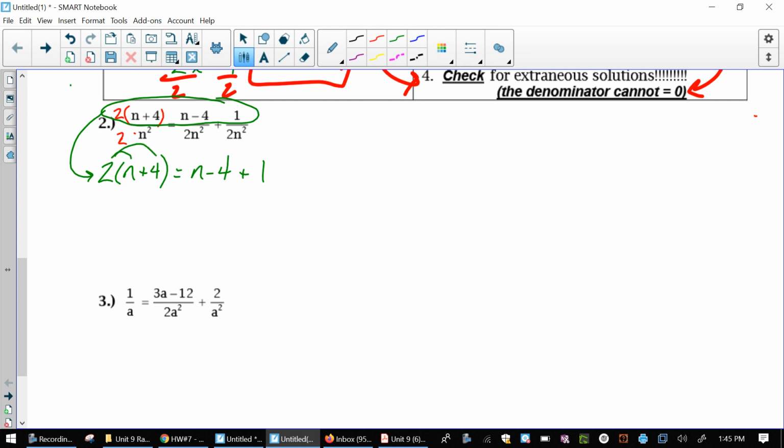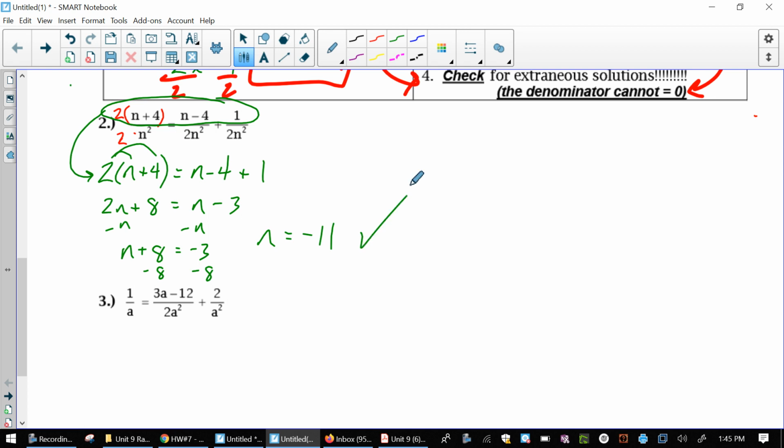Distribute, 2n plus 8 equals n. Negative 4 plus 1 is negative 3. And again, let's just solve. Minus n. I get n plus 8 equals negative 3. Minus 8, and I get n equals negative 11. Okay, before we stop, make sure that we check.